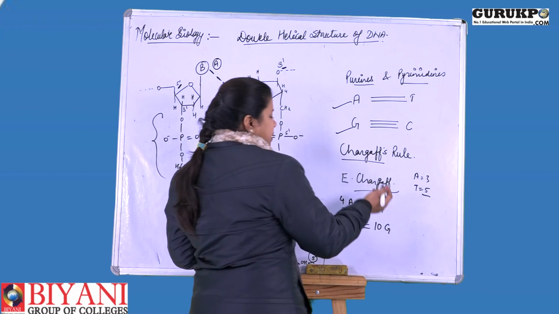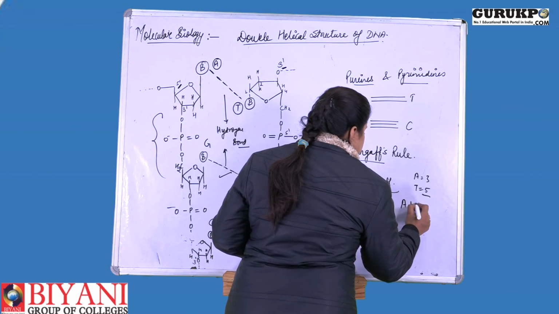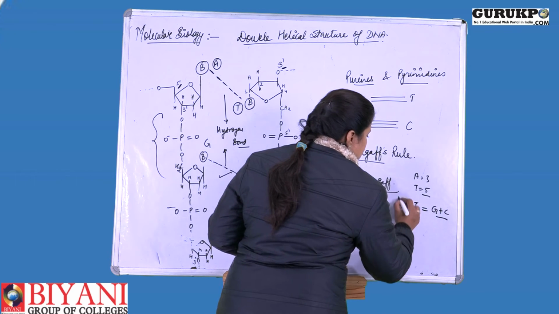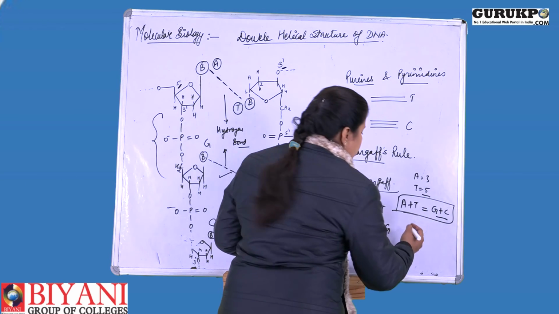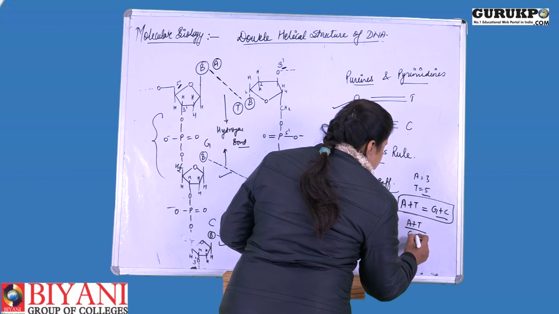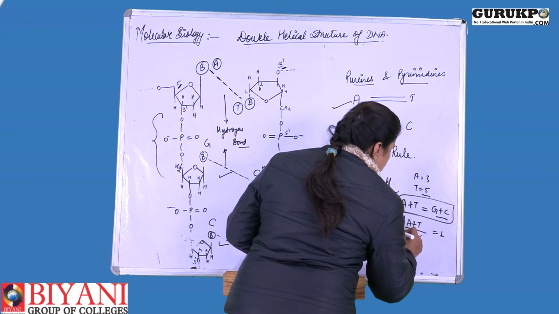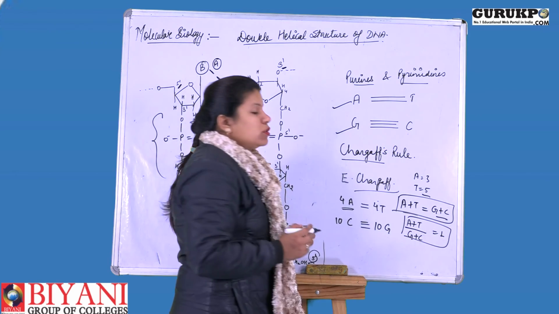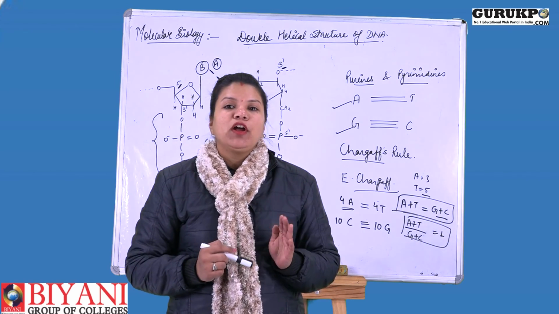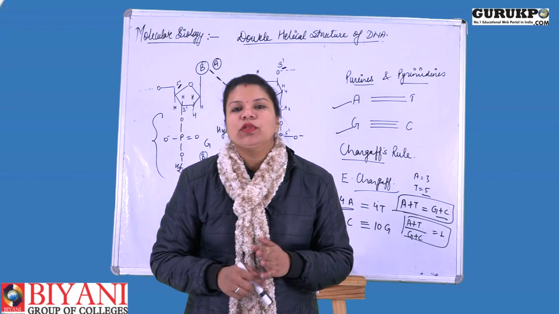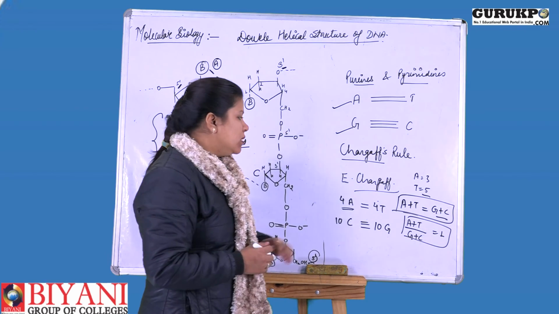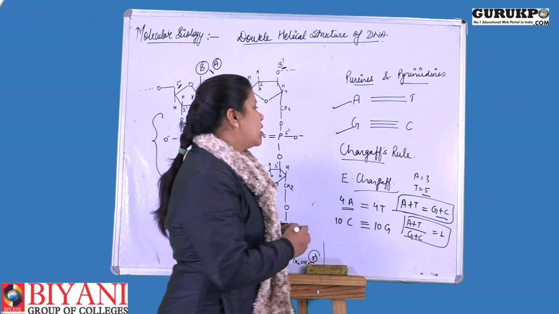So here it can also be written as A plus G is equal to T plus C, or simply you can write it as A plus G upon T plus C is equal to 1. So always and always remember this, that the number of purines will always be equivalent to the number of pyrimidines in the DNA double helical structure. So this was the rule given by Chargaff.